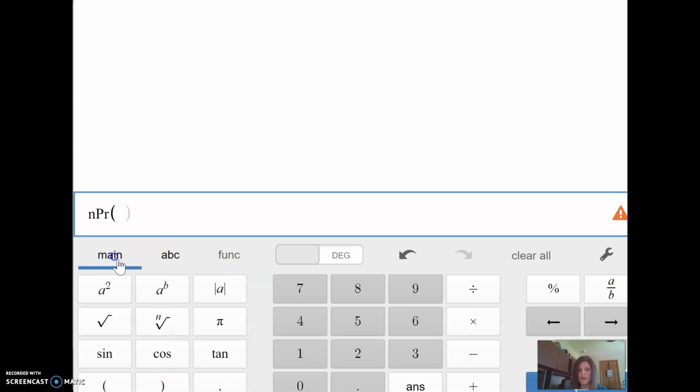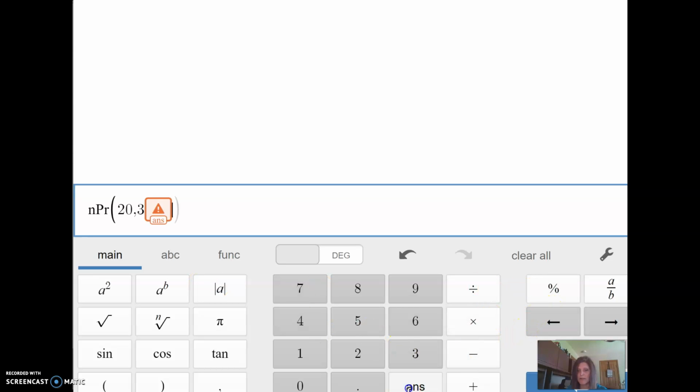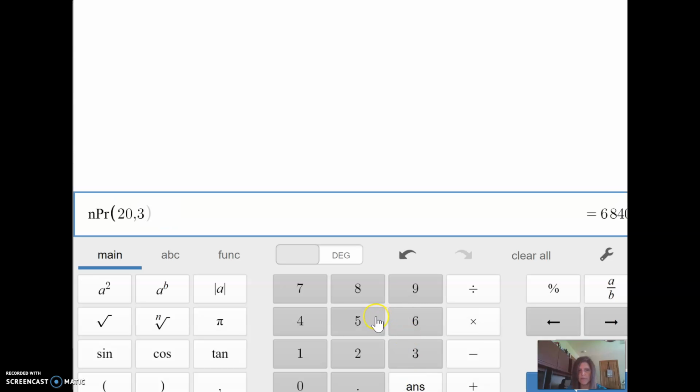So I'm going to go back to the main menu and say, well, I want, this last one was 20, and then comma, 3 at a time, and I'm going to hit enter, and I can't see it because my screen's too small.